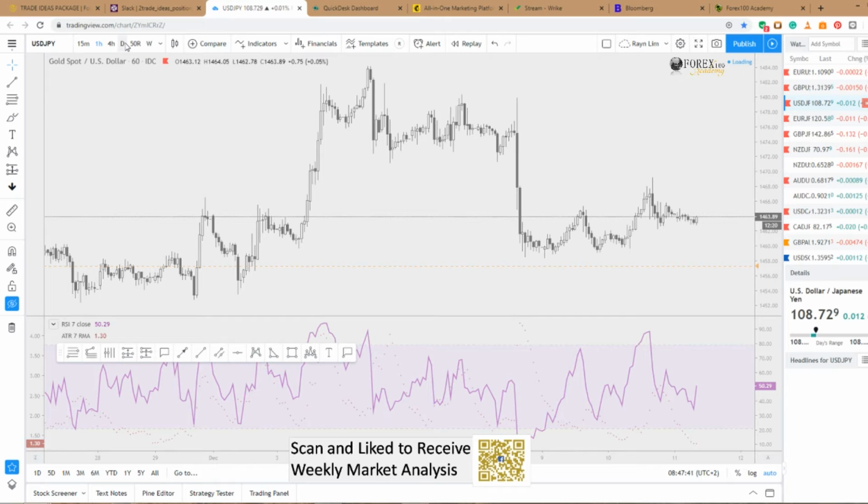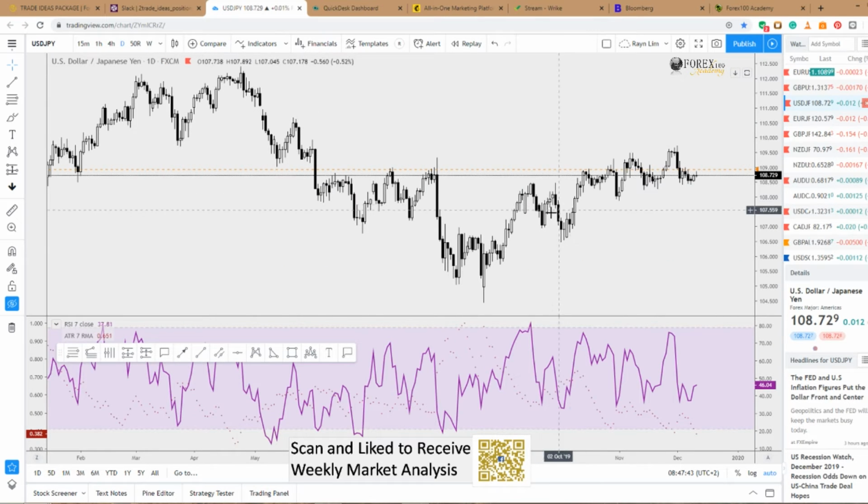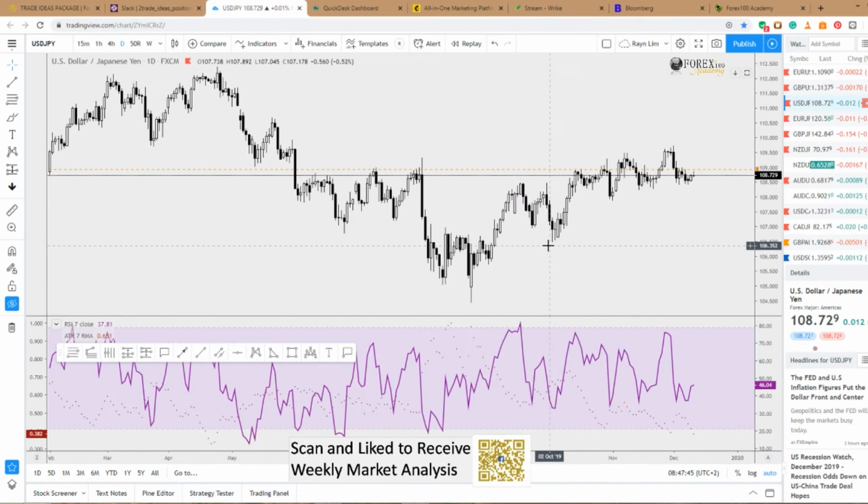Alright, dollar yen on the daily chart. On the daily chart, it has shown this for the longest time.